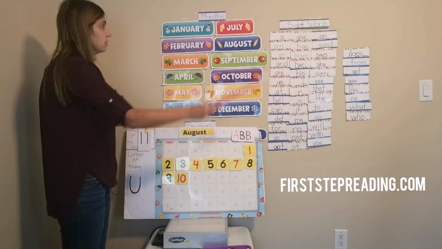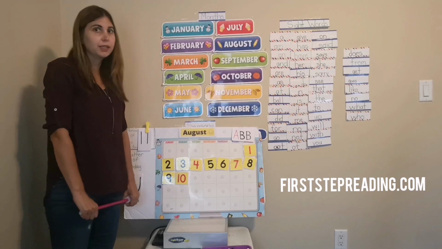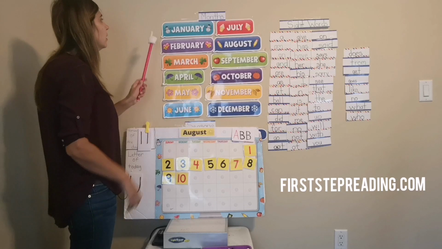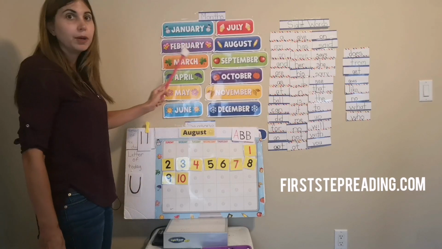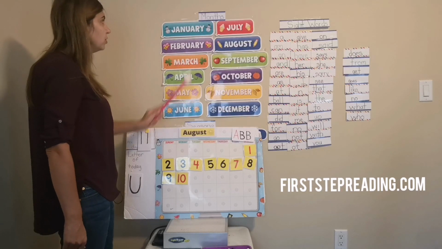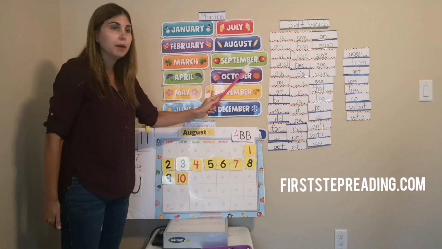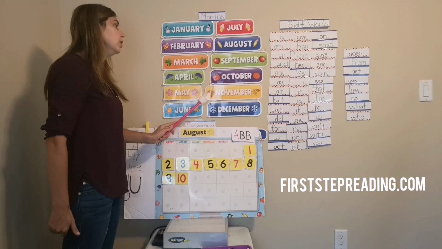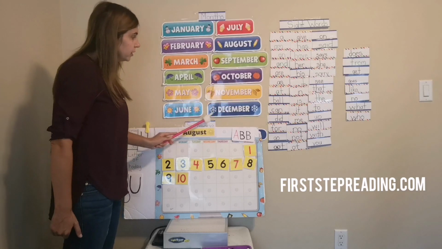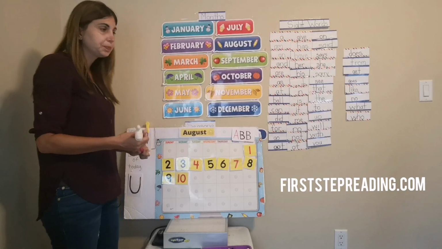How many months are in a year? There are 12 months in a year. Can you say them with me? January, February, March, April, May, June, July, August, September, October, November, December. These are the 12 months in 1 year.